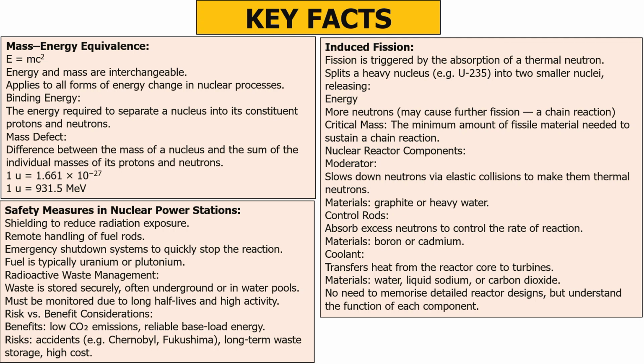Now, the moderator slows down neutrons via elastic collisions to make them thermal neutrons. The material for this is either graphite or heavy water. The control rod absorbs excess neutrons to control the rate of reaction and is either boron or cadmium, whilst the coolant transfers heat from the reactor core to the turbines. Materials include water, liquid sodium and carbon dioxide. Now, you do need to understand the function of each component.